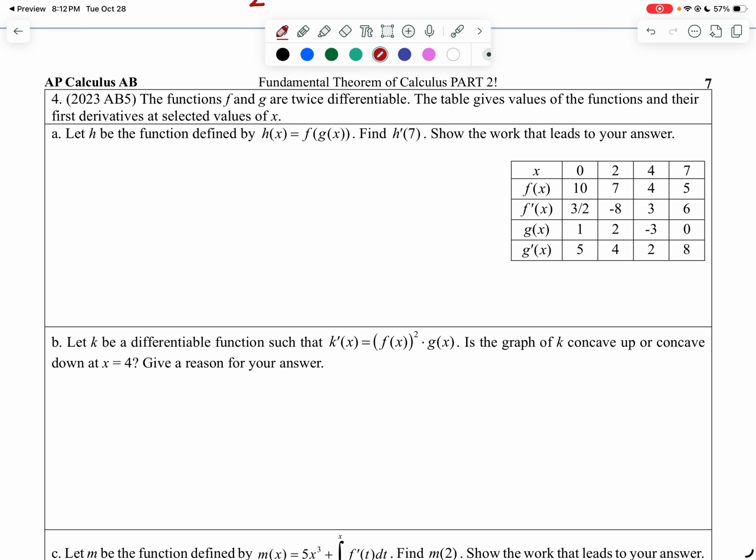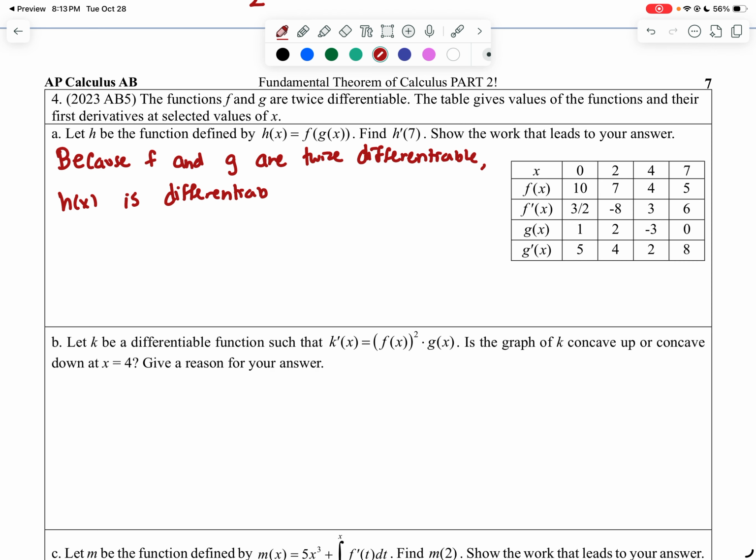F and G are twice differentiable, which means that H is also differentiable. Do you want to say that? Just to be safe, probably write that down. So because F and G are twice differentiable, H of X is differentiable. And then this is just using chain rule. So then using chain rule, we get F prime of G of X times G prime of X.